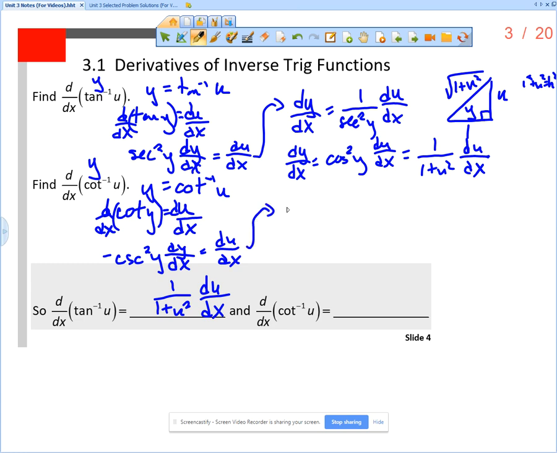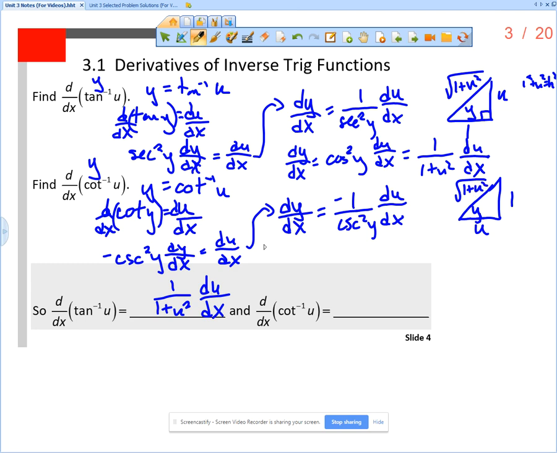So then we want to solve for dy dx. dy dx is, now I've got the negative, so I'm going to say negative 1 over cosecant squared y, du dx. All right, so now once again, let's draw a right triangle. It says that cotangent of y is u. If this angle is y, cotangent would mean that u is the adjacent side and 1 is the opposite side, so the hypotenuse is still the square root of 1 plus u squared.